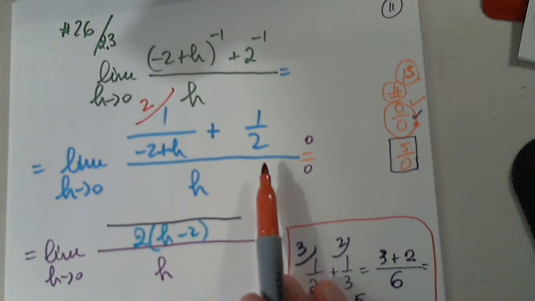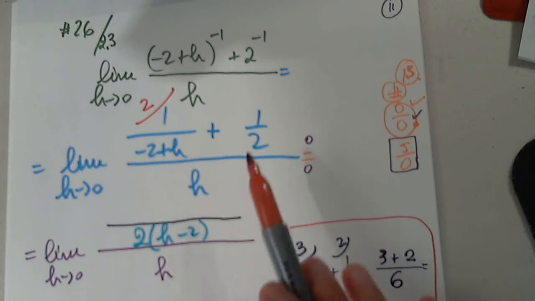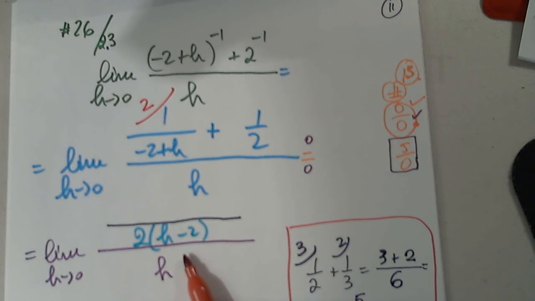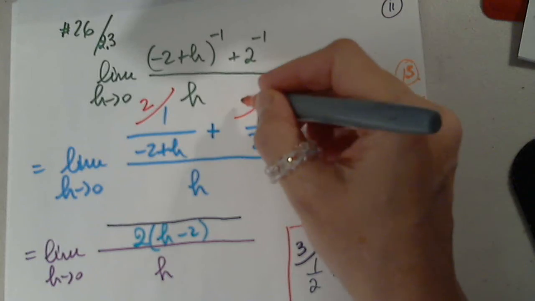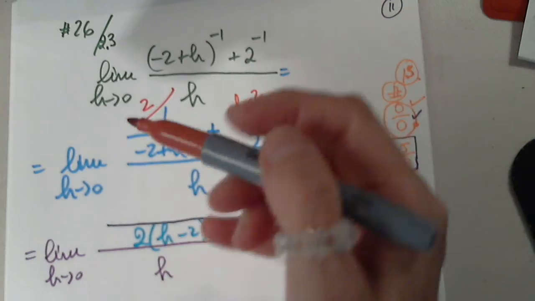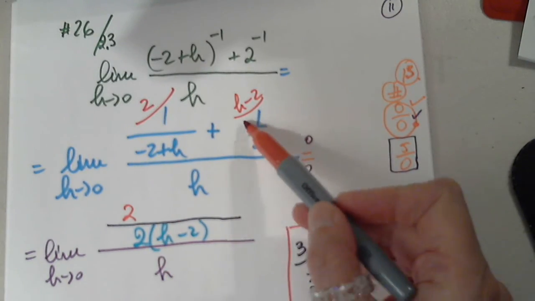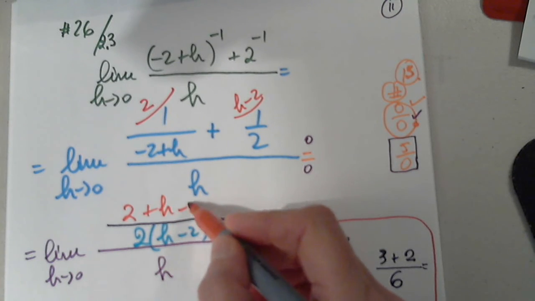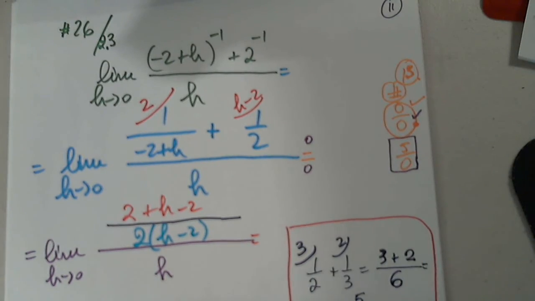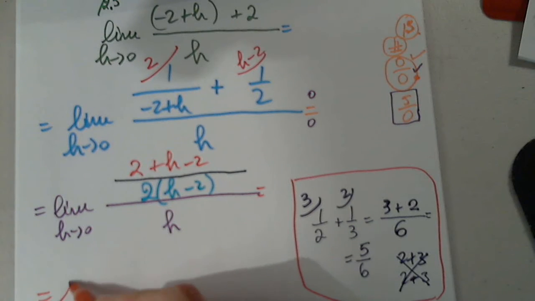Great job. This one has 2. What do I need to multiply the top by? h minus 2. Great job. So 2 times 1 is 2, plus 1 times h minus 2. Good. Next step.